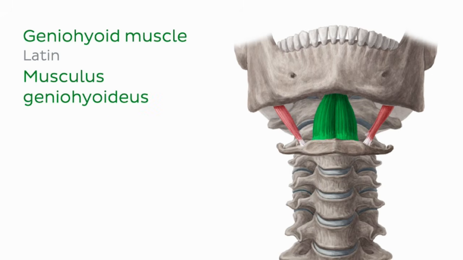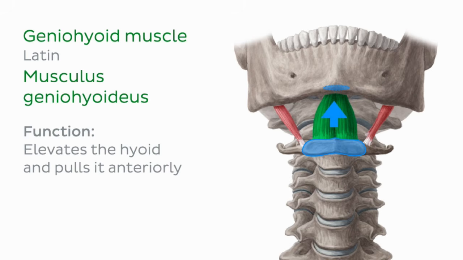This muscle is more narrow, but has a similar trajectory to the mylohyoid, originating from the genial tubercles on the internal surface of the mandible, which is where we get the stem genio from, and inserting onto the body of the hyoid. The geniohyoid elevates the hyoid and pulls it anteriorly.